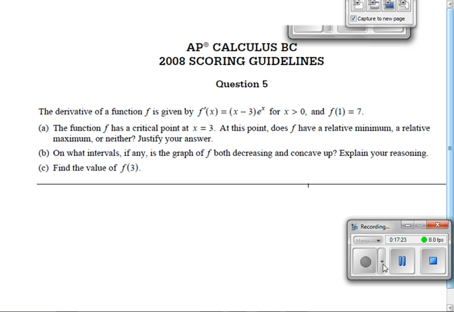2008 number 5 has integration by parts in it, and you're trying to find f of 3. That's what part C is. But go ahead and do the whole thing, because it's kind of similar to the other one we did.